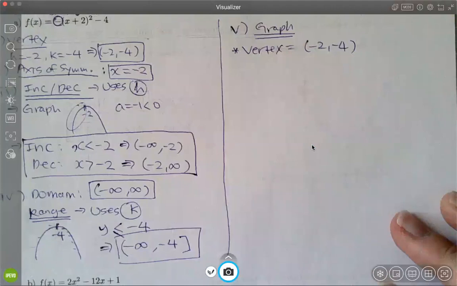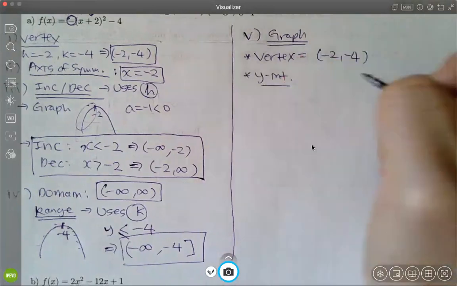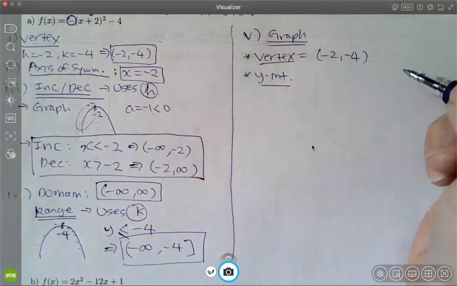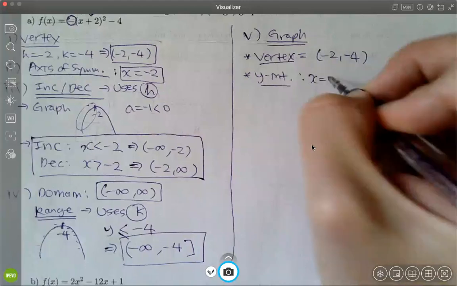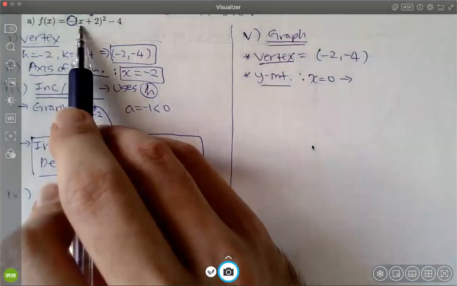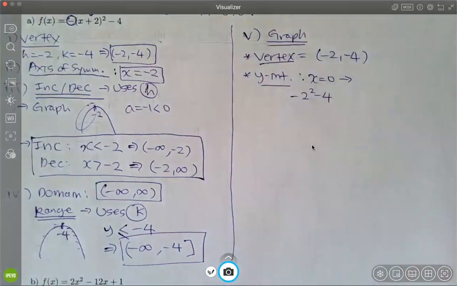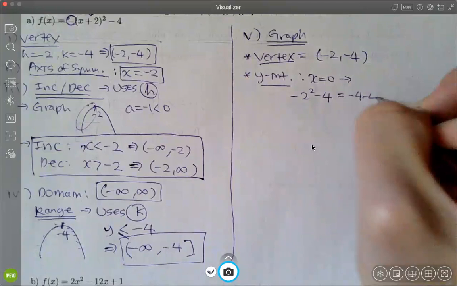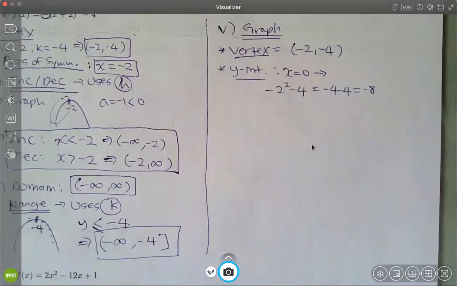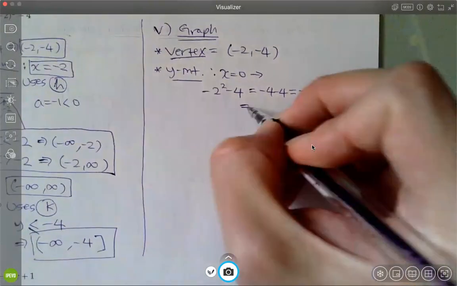Okay, and now, second point, let's find the y-intercept. So what do we do? Set x to 0, right? Okay, now when you set x to 0 from here, what do you get? It's negative 2 squared minus 4. And what's the number equal to? Negative 4 minus 4, so that's negative 8, right? Okay, so the y-intercept is at 0 comma negative 8.